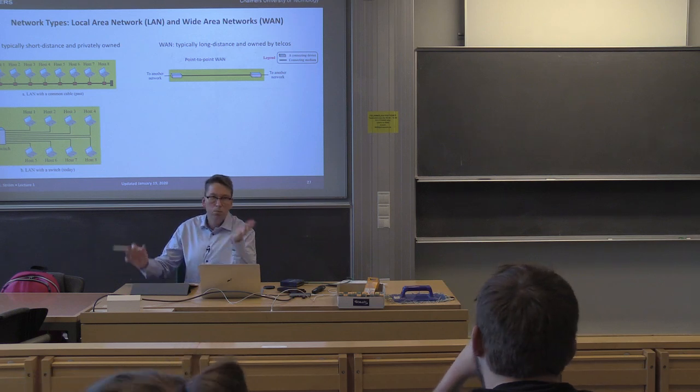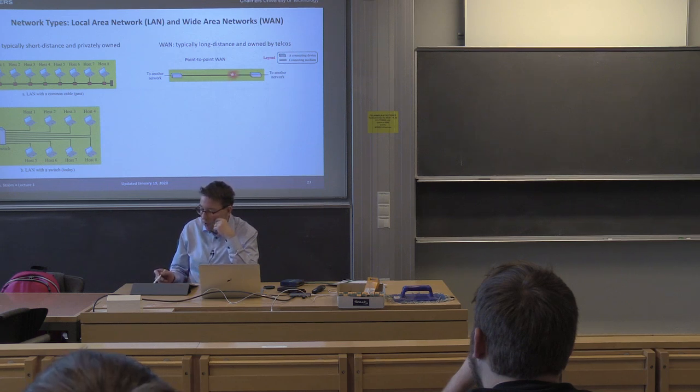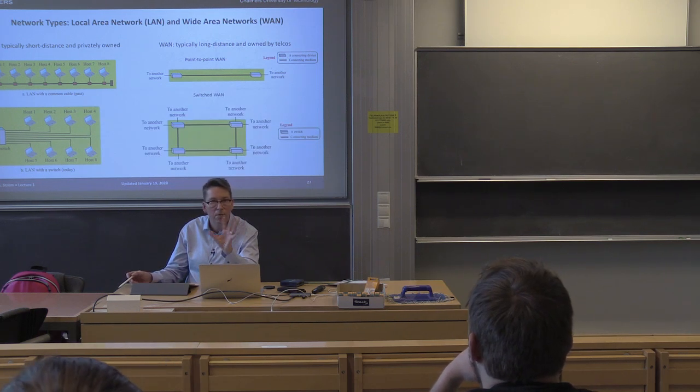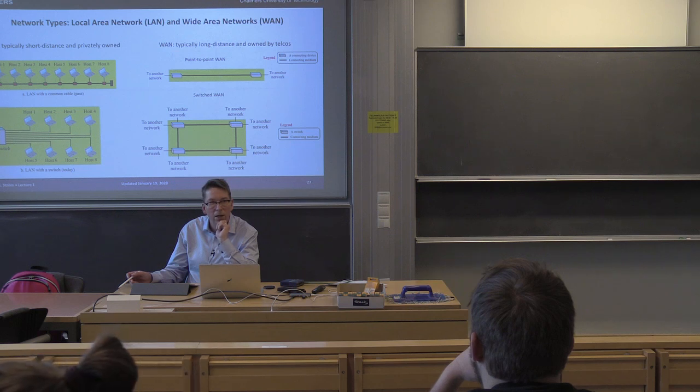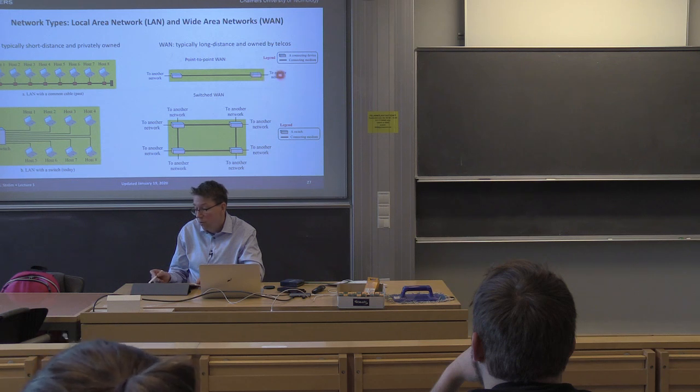A wide area network is typically a different technology. It could be a big fiber bundle, for instance. It could be, for instance, a point-to-point link like this. Or it could be a switched network, where you have mesh ideas here to have redundancy and therefore reliability. So basically there is some connection from a network, and it goes into this wide area network, and there is some device, fiber modem or whatnot, and then there is a fiber here, for instance, and then there is another device, and then out to the next network.